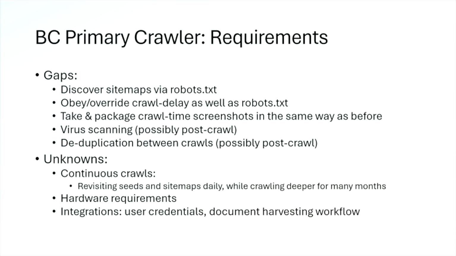And again, this is literally me freezing time in October. We're used to overriding the crawl delay as well as robots.txt for sites. We've been packaging crawl time screenshots for a long time. We'd like to do that in a consistent way. Maybe that means fully adopting the way Browsertrix does it, but that would be something to be evaluated. We'd have to sort out virus scanning, and we'd have to sort out deduplication, because a lot of our crawls are very PDF intensive, and we couldn't run it as it is.